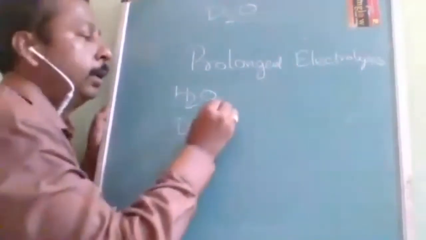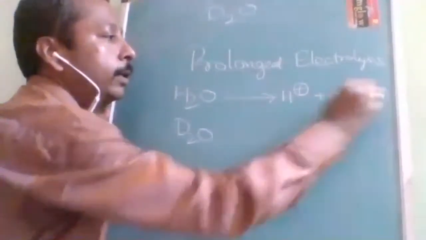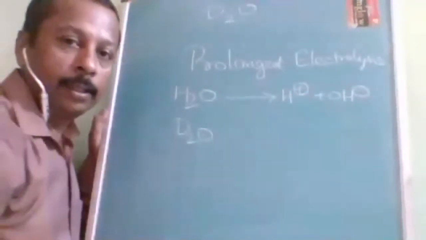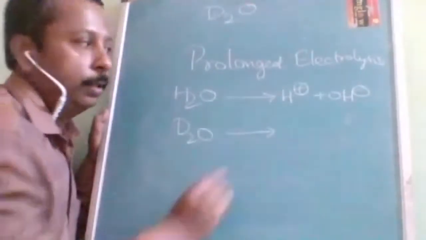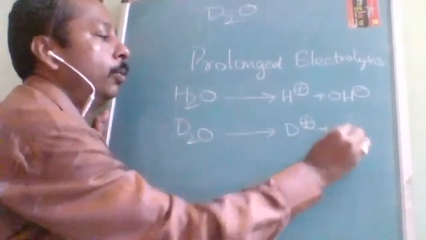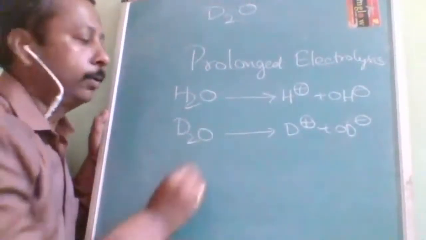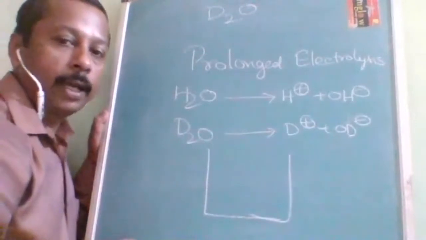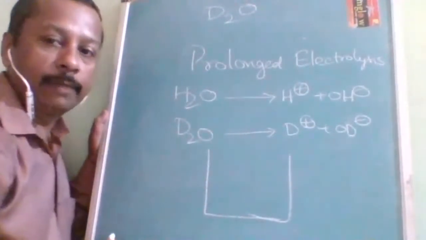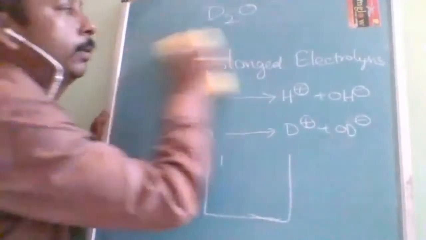But H2O on dissociation, see, every word counts. I am asking here about dissociation. If it decomposes, then it is something else. If it dissociates, then it gives D plus and OD minus. Is it understood, students? Now, if I carry out electrolysis, very good. The number of stages in which it is carried out, prolonged means more number of stages, like 7 stages. So these are the two reactions. Now again I will write and I will clearly explain this. Understood?